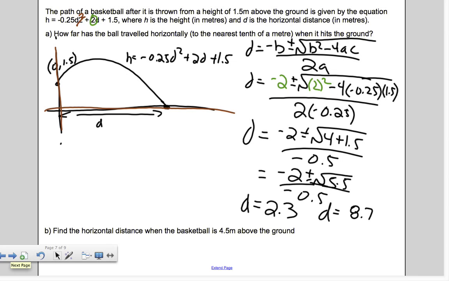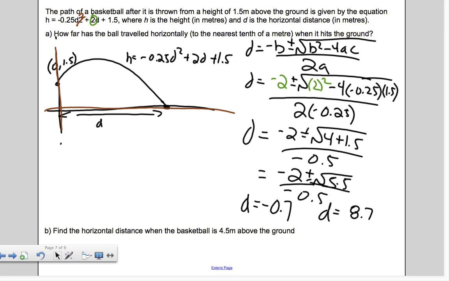Okay, let's check that. Yes, it should be negative 0.69 when adding. Negative 0.69, so negative 0.7, let's say then. If we're subtracting, negative 2 minus the square root of 5.5, then divided by negative 0.5, it's 8.7.